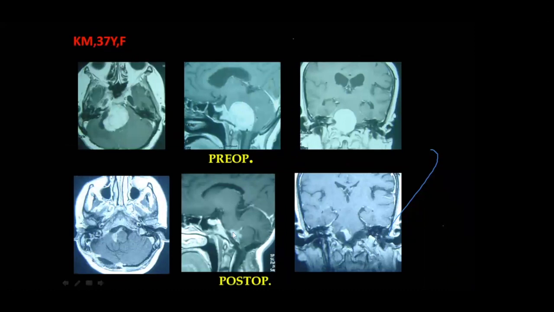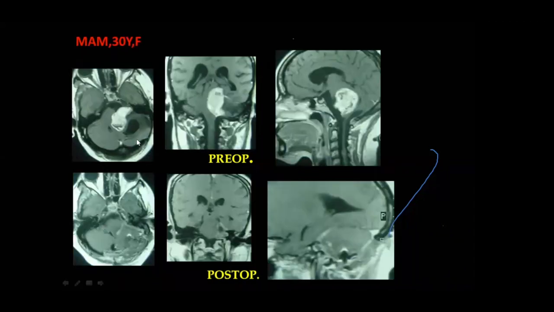37 female. This one we had to leave part of the tumor here because it was adherent. Actually, this patient had surgery somewhere else. Same here, patient had surgery somewhere else, and he was referred for gamma knife for surgery.